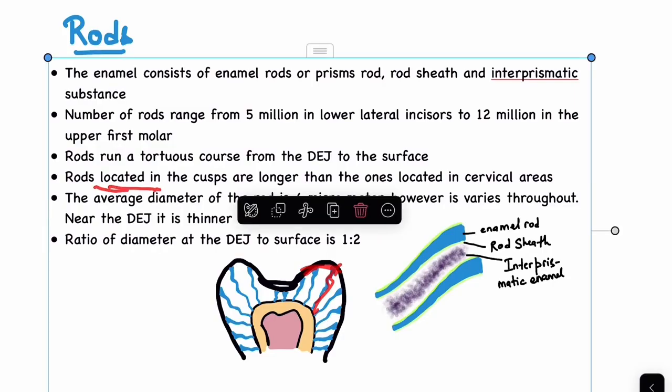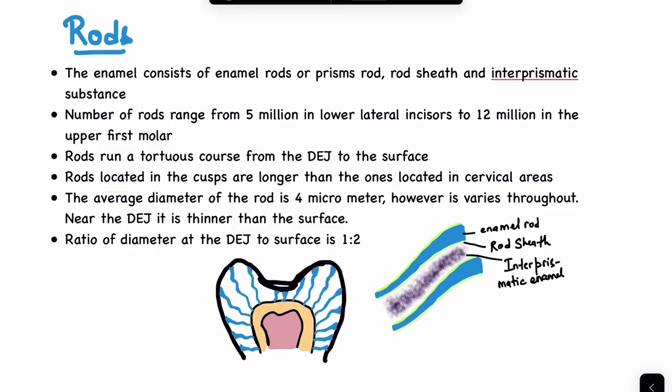The average diameter of the rod is 4 micrometers. However, it varies throughout. Near the dentinoenamel junction, it is thinner than at the surface. I have drawn this in the diagram. The average diameter is 4 micrometers, but when the rod starts in here, it is thinner, and then it keeps getting thicker over here, because there is more surface area over here, so the rods will be thicker.